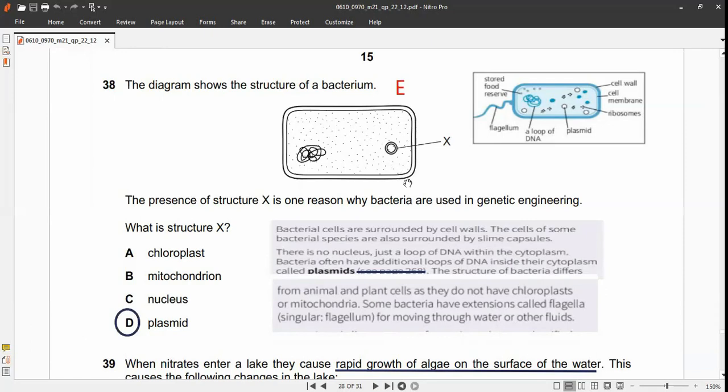The structure of bacteria differs from animal and plant cells as they do not have chloroplasts or mitochondria. Some bacteria have extensions called flagella, like this, for moving through water or other fluids. So what is structure X? X is the plasmid.